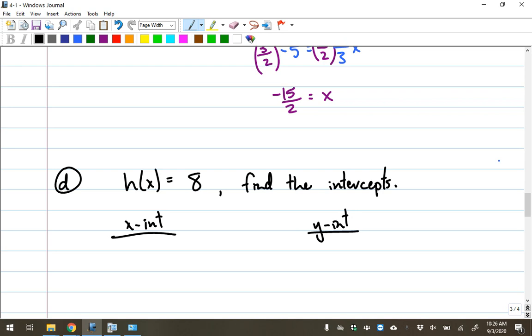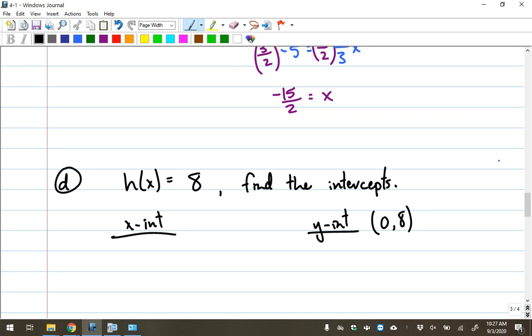What about the y-intercept? It's usually the easiest one to find. So what's the y-intercept for this? Yeah, the ordered pair would be 0, 8. The y value would just be 8. What about the x-intercept? Is there a place to plug a 0 in for x? No, so that doesn't work out.